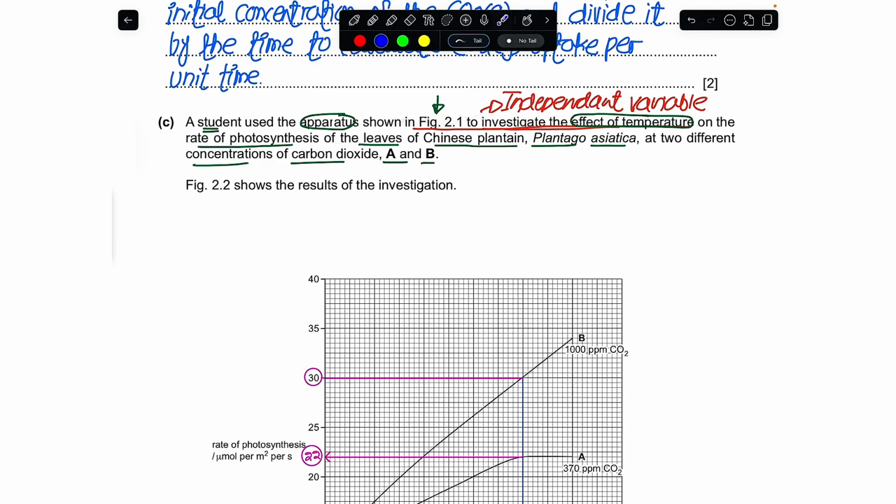Now overall, our independent variable that we have to be changing here is the temperature. But while we change the temperature, we would have to make sure that we vary the concentration of the carbon dioxide. That would be A and B. And figure 2.1 below shows us the result of the investigation.